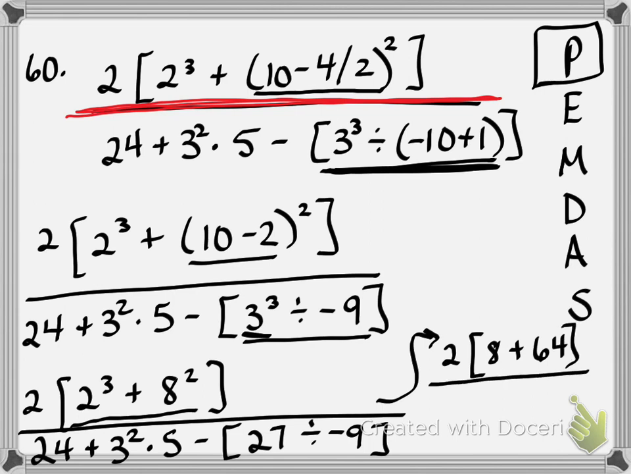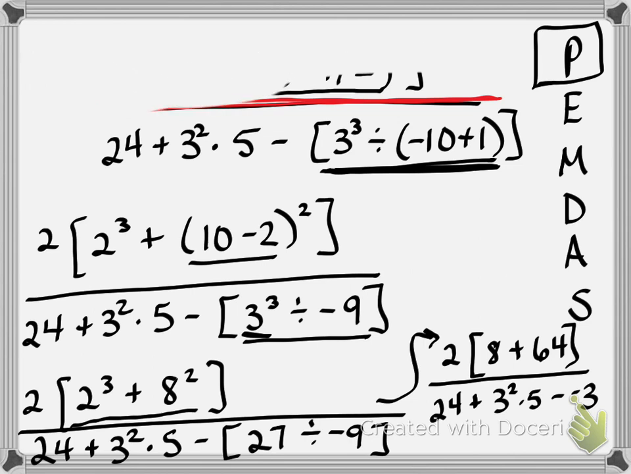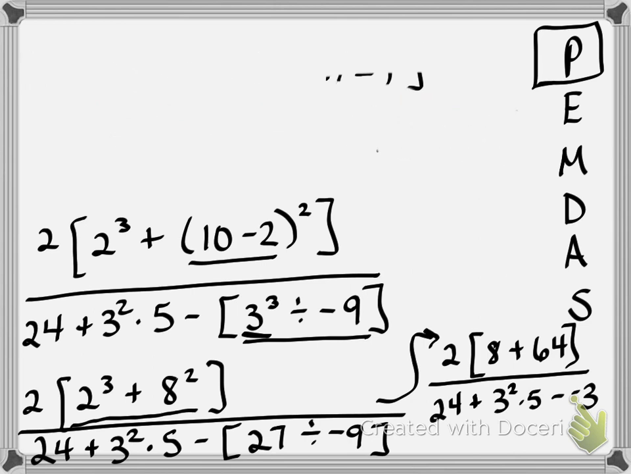And in the denominator, I'm still working in this bracket, about to be done with it though. 27 divided by 9 is a negative 3. Be careful with that negative sign and that subtraction. We'll erase and work to the top. Now in the numerator, we're finally going to work that final problem in the bracket. And 8 and 64 is 72.